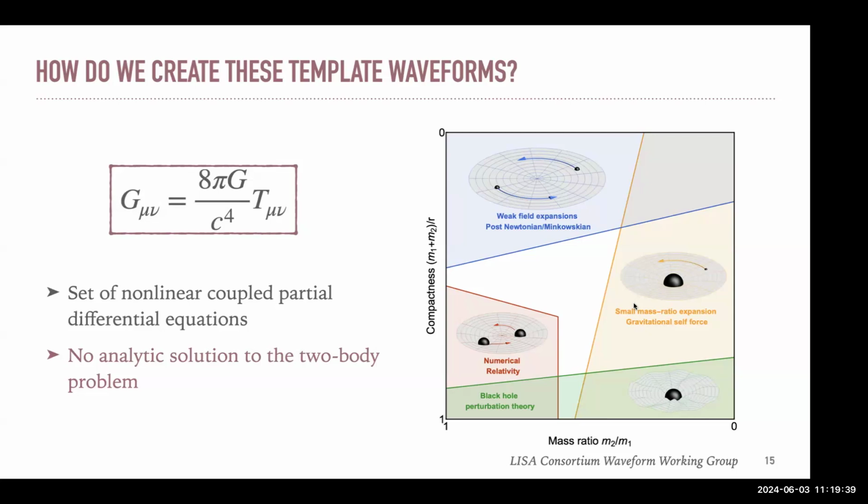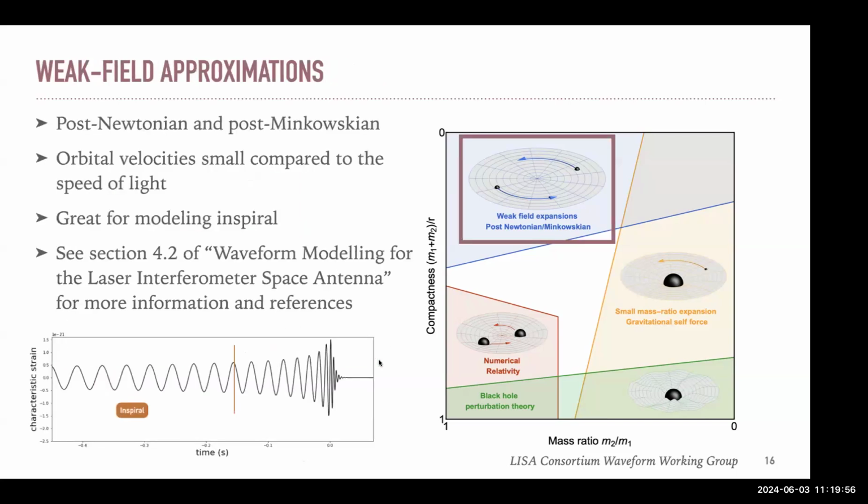So in cases where our black holes are really far apart, that blue region up there, you do weak field expansions, post-Newtonian, post-Minkowskian, and that is where your black holes are moving at much less. Wait, hang on, my next slide goes into this in detail. I just remembered. Yep. It's a problem with not practicing. Okay.